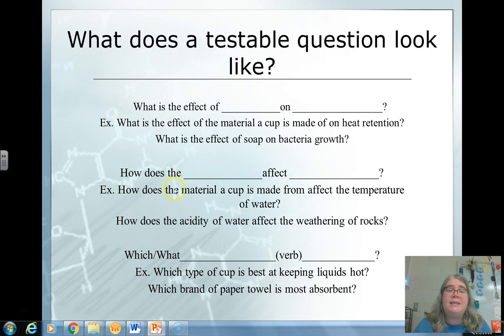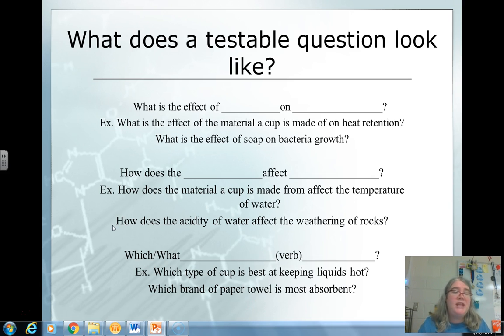So how does the material a cup is made from affect the temperature of water? It's basically the same question as before, we've just written it in a different way. Again, we're trying to determine the cause and effect relationship between the material a cup is made from and the temperature of water in the cup. Another one that you could do for this one was, how does the acidity of water affect the weathering of rocks? This one has to do with taking different levels of acidic liquids and pouring them on rocks and seeing which one causes the rocks to dissolve the fastest.